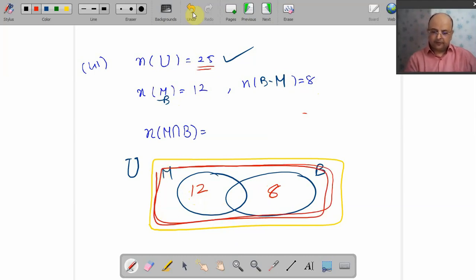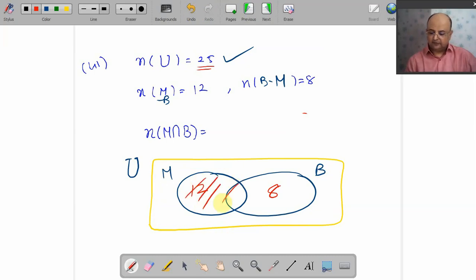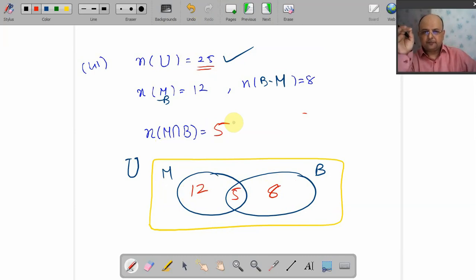Every student has to fall either in maths class or in bio class. So how many students total were there? 25. How many do you have? 20. What is left? 5. So how many students study both mathematics and biology? 5. Is it okay? Now I can ask you this question. How many students study biology? You will say 8. Oh my dear friends, it is not 8, it is 13. This plus this. How many students study mathematics? 17. Yes, got it. Fine.